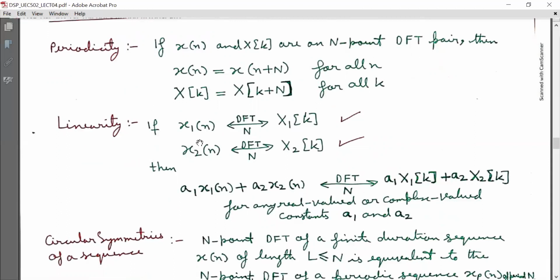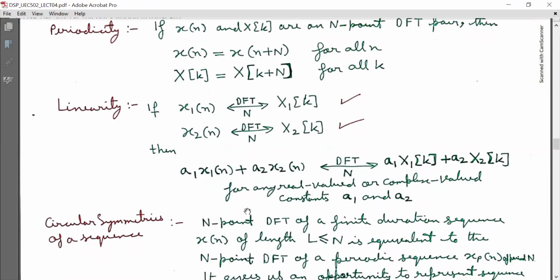Linearity. If x1[n] is a sequence and we take its DFT, we will get capital X1. Similarly for the x2 sequence, after DFT I will get capital X2 in the frequency domain. Now for any real valued or complex valued constants A1 and A2, A1 x1[n] plus A2 x2[n] is a sequence, and when we take its DFT, it should give A1 X1[k] plus A2 X2[k] if it is linear, and it is found to be linear.